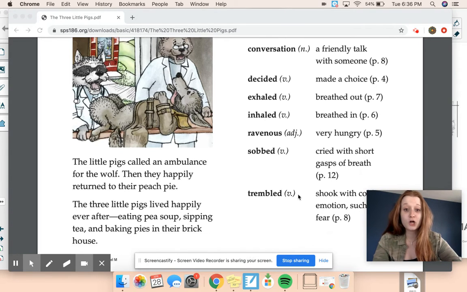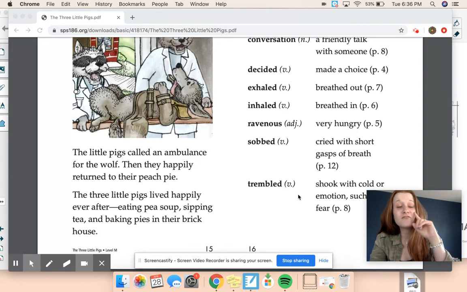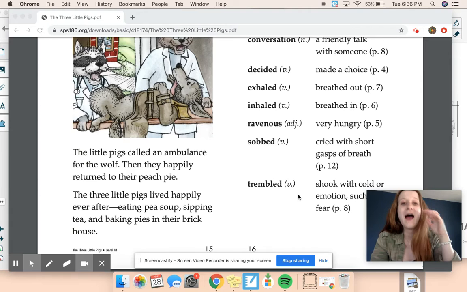The little pigs called an ambulance for the wolf. Then they happily returned to their peach pie. The three little pigs. Here's a very important fairy tale vocabulary words coming up that we talked about last week. The three little pigs lived happily ever after, eating pea soup, sipping tea, and baking pies in their brick house.